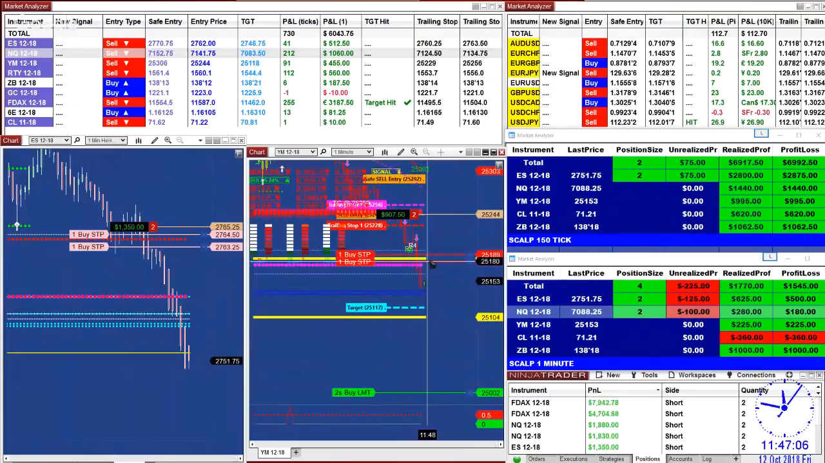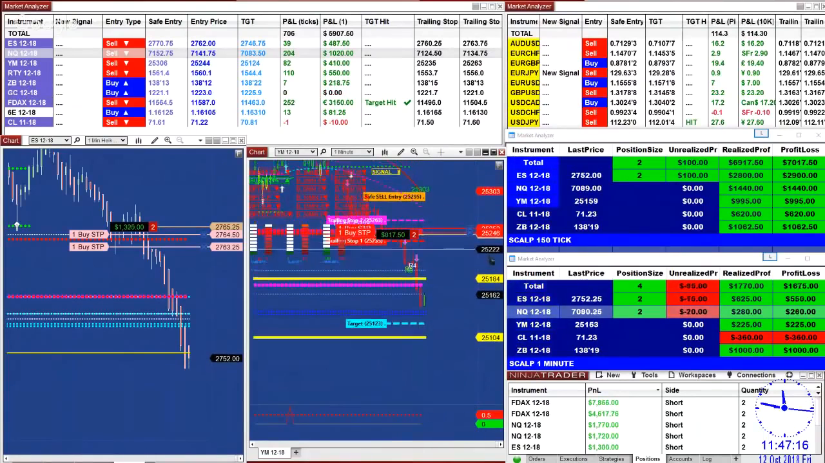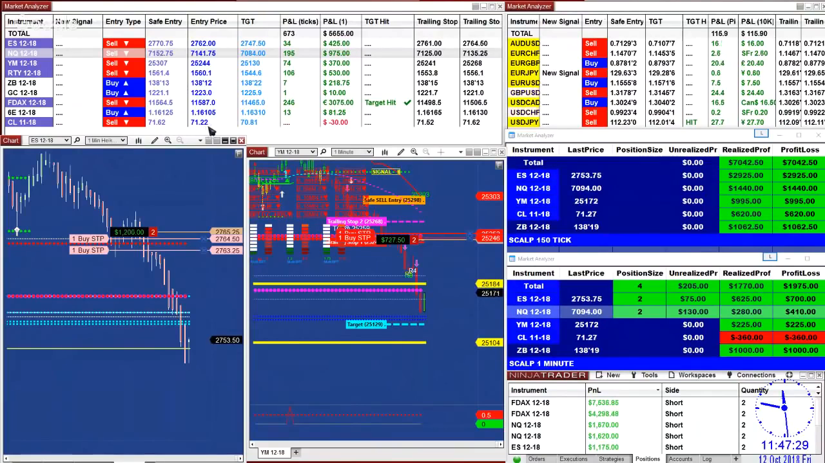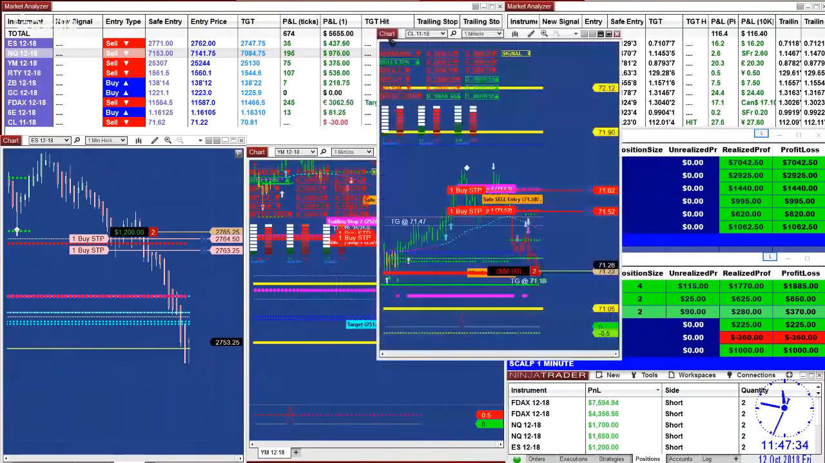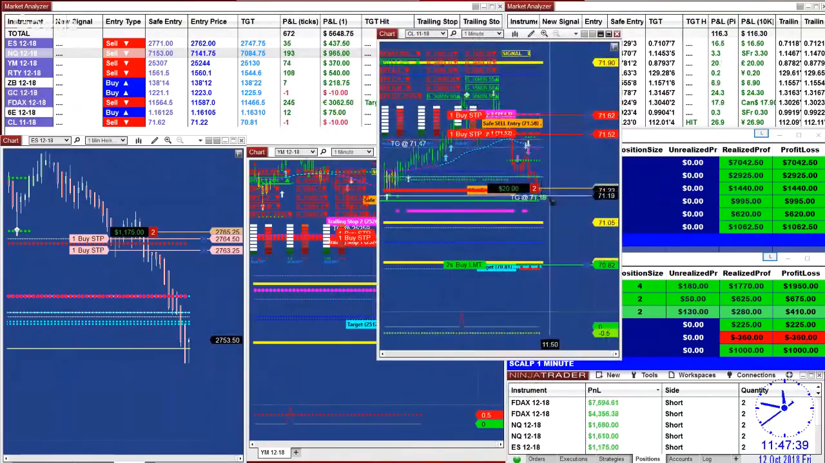There is a double support area here on the YM. Be careful with it, please. It's a pullback. There is a double support area here. I don't know if you can see it on the YouTube. We just had a CL entry on a sell on the CL at 71.22, target 71.81. There is a little pullback on this one, but this is the entry on the CL.